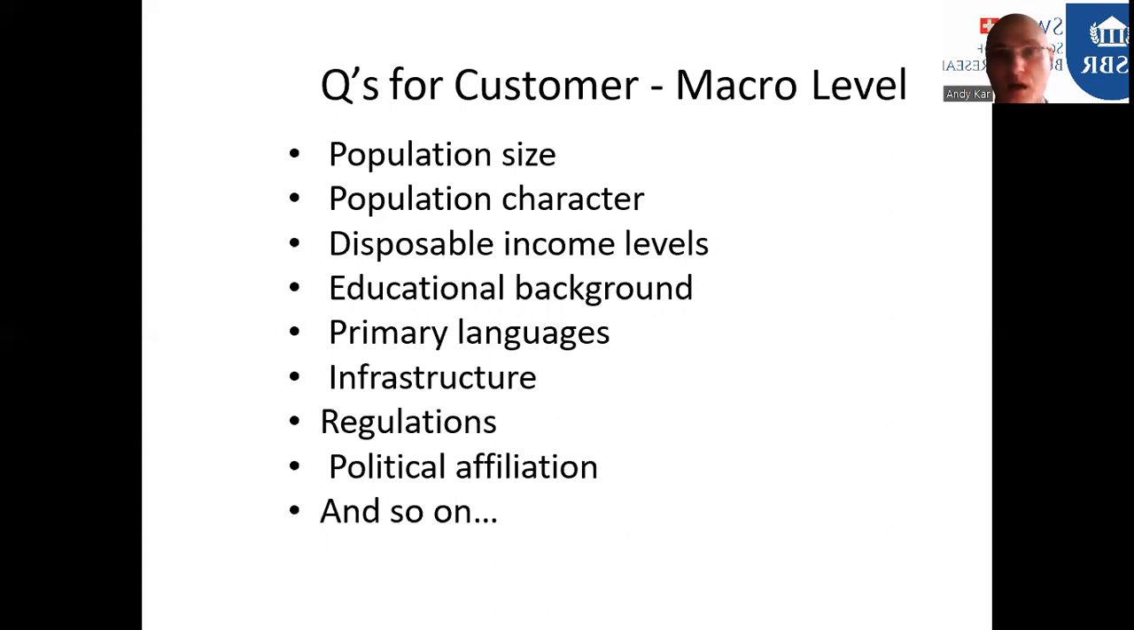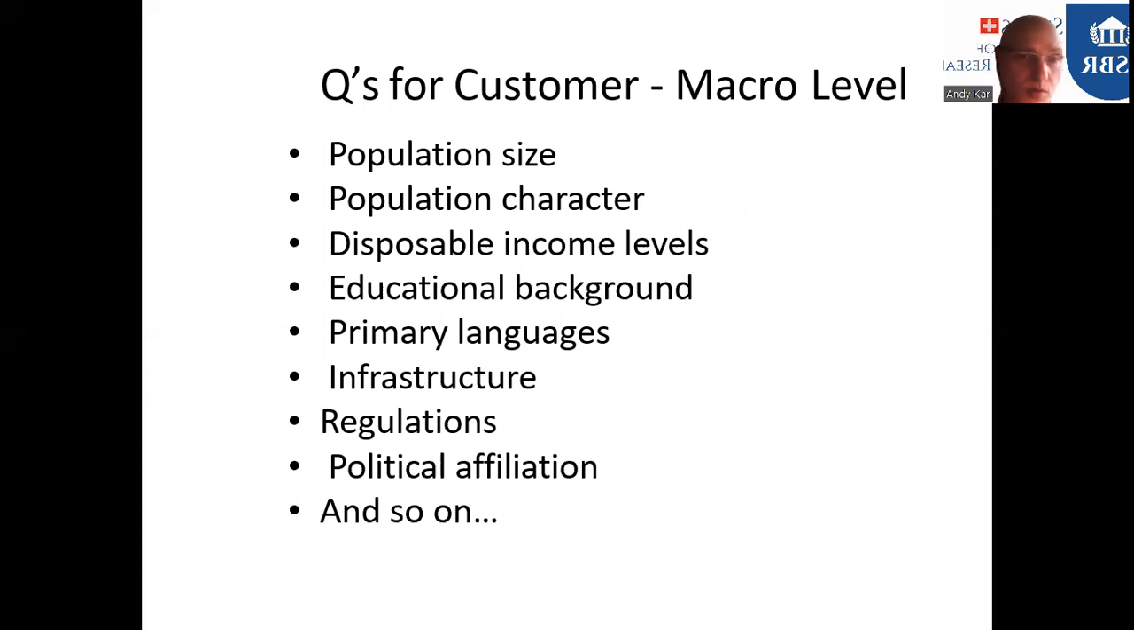For example, if we are addressing a product which is very expensive to a country where the average salary is, I don't know, something like $1,000 per year, we're going to fail. Educational background: how they can perceive our advertisement. We need to reach them with our marketing message, so we need to be able to commensurate our message to their educational background. Primary languages. We cannot sell something in English when nobody speaks English in this area.